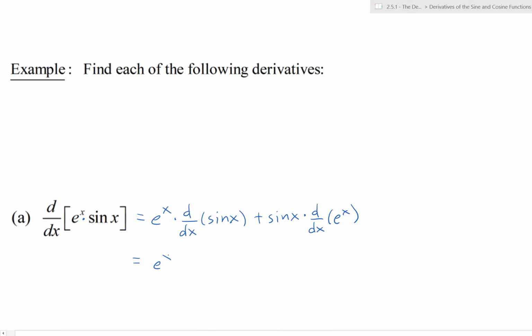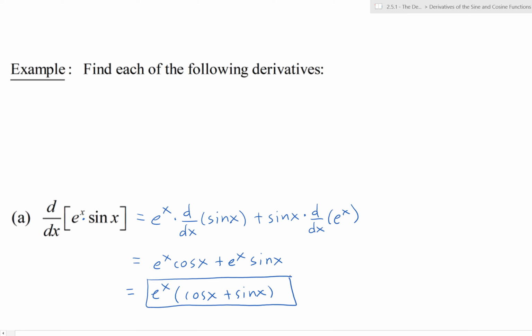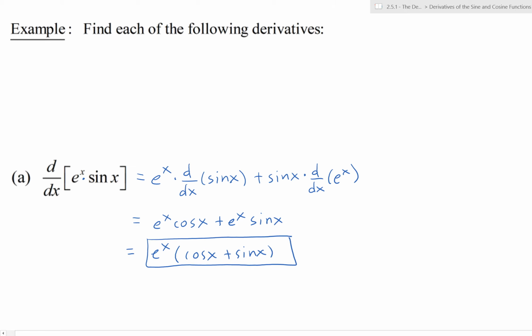Differentiating, we get e to the x, and then remember what we just figured out. Derivative of the sine function is the cosine function. So e to the x times cosine x plus sine x. And of course, the derivative of e to the x is e to the x. So I get a plus e to the x times sine x, or if you prefer, e to the x times the sum cosine x plus sine x. So there's our first example. Not too bad, as long as we remember what the derivative of the sine and cosine functions are.